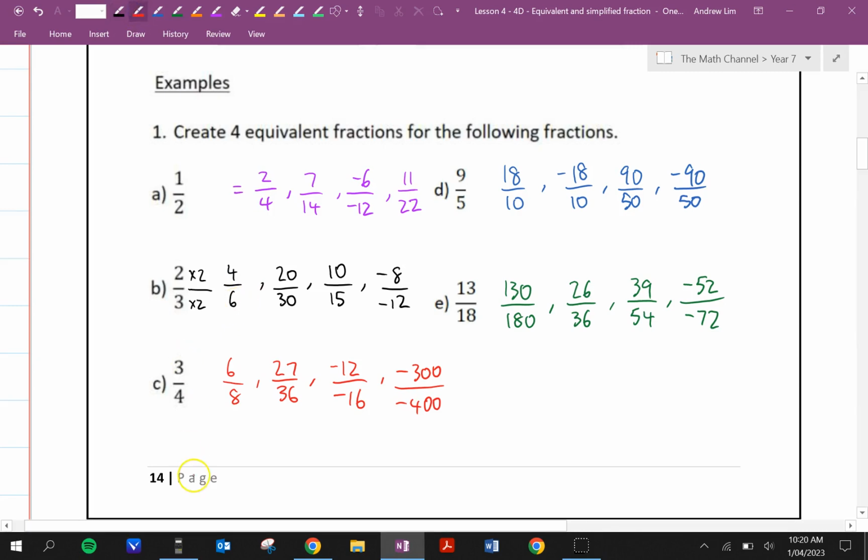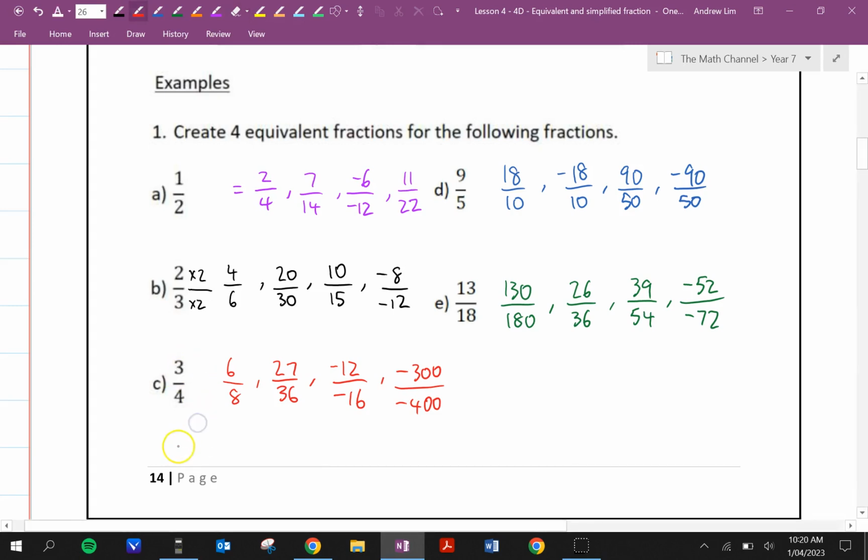Or for this 3/4, if I were to multiply the top and bottom by -4, which is how I got this one, well, -4 divided by -4 is actually +1. I'm actually timesing 3/4 by 1, which is just 3/4. Okay, so that's why I can do it.